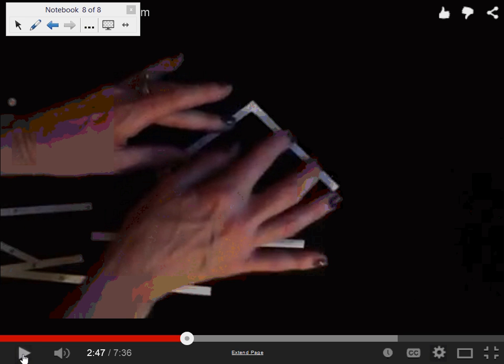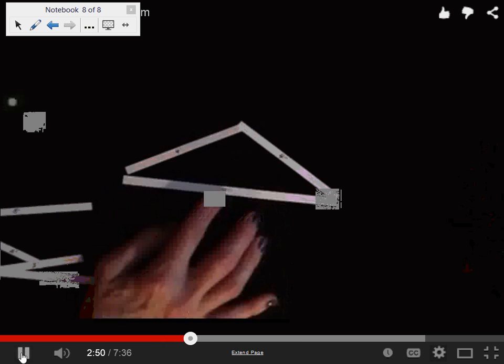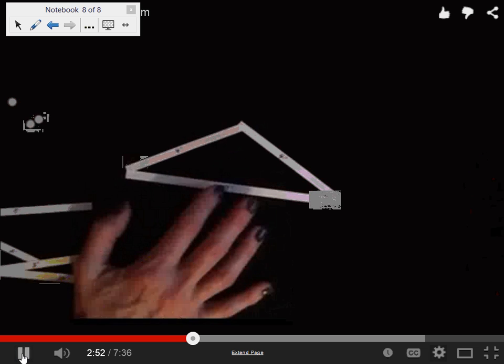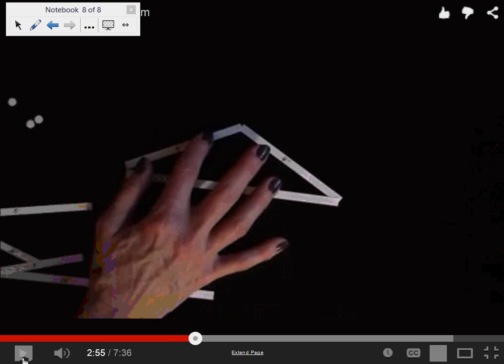Okay, you ready for the next one? Let's see if it works. It's going to be an obtuse isosceles. And this is 4, 4, and 7. So 4, 4, 7. Does it work? Yes. Okay.